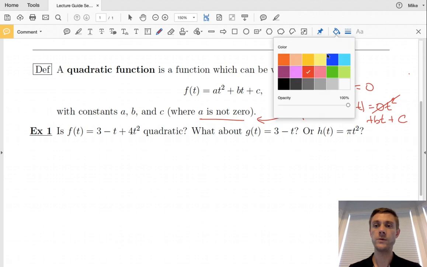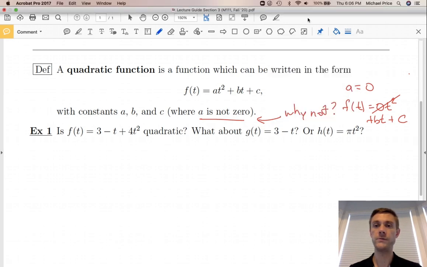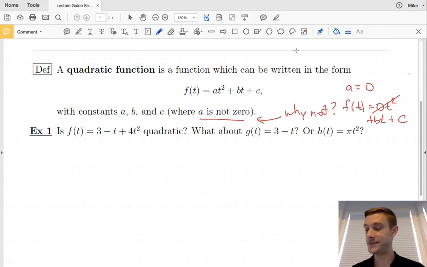Okay, so some venturing into the territory of quadratic functions. Let's take a look at f of t first. So here's f of t is 3 minus t plus 4t squared.